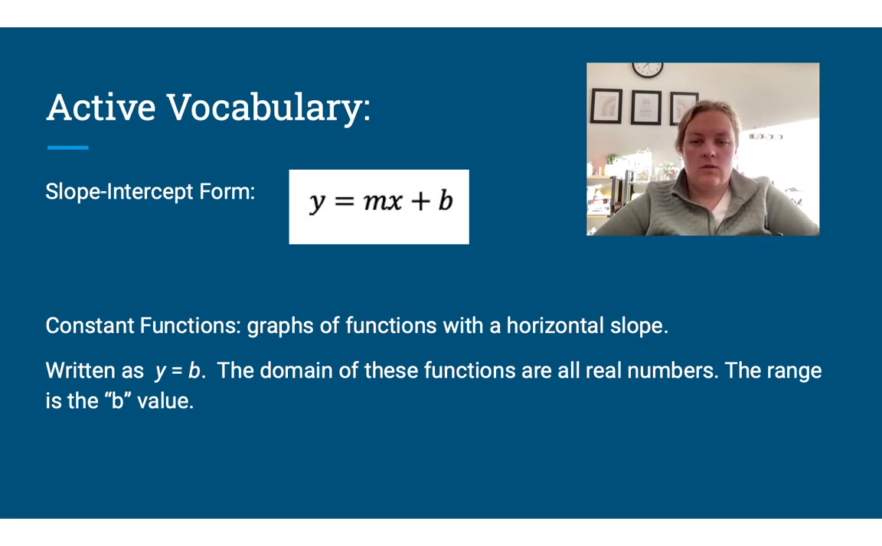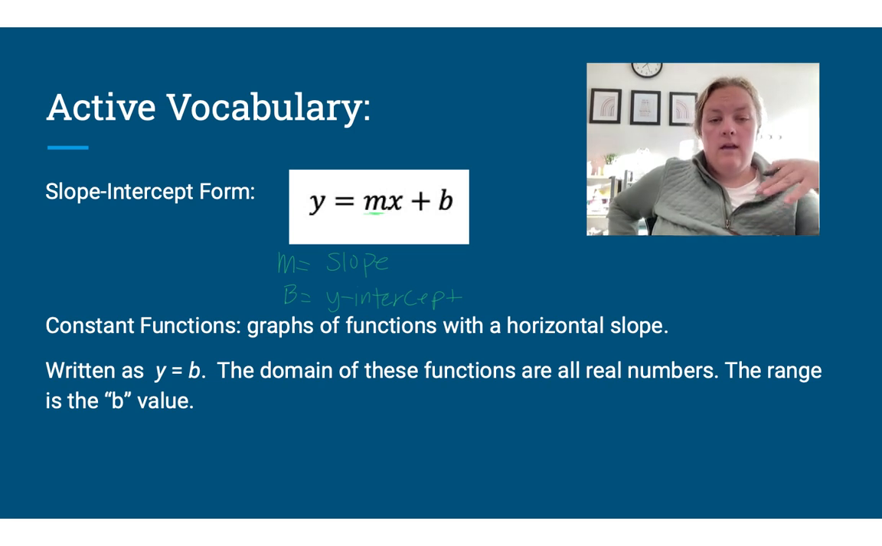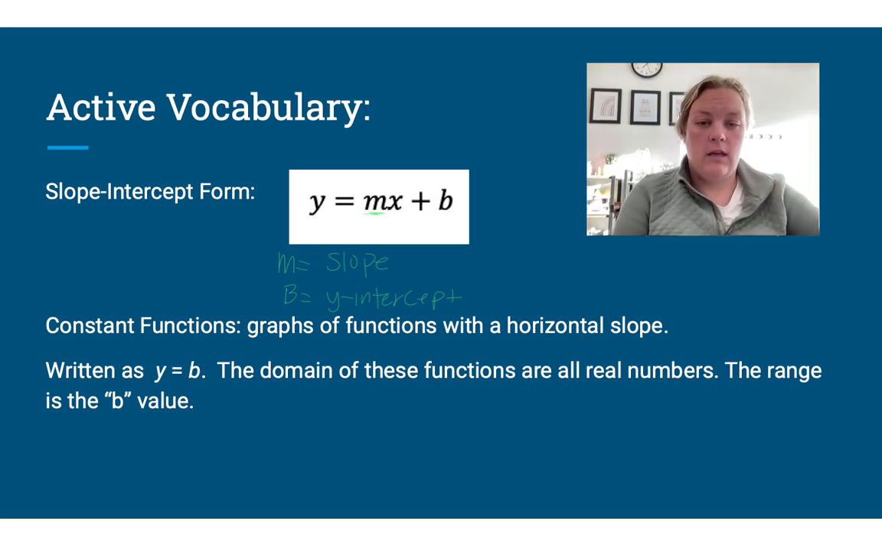So m is your slope, and b is the y-intercept. This is true for every linear equation. There will be some form of a y equals mx plus b situation, m referring to the slope, b referring to the y-intercept if it has one.